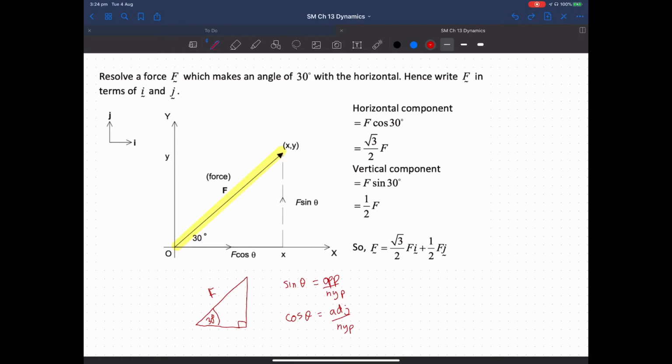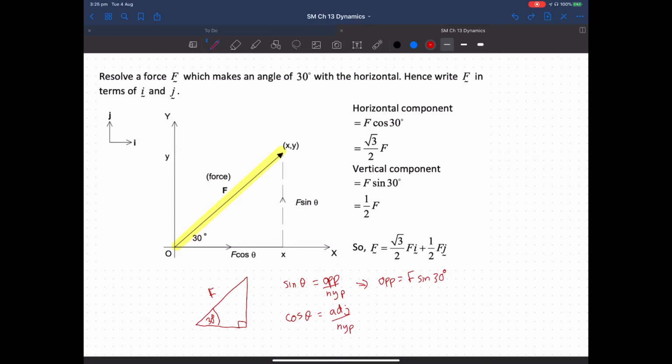We know sine theta is equal to the opposite side divided by the hypotenuse. And the hypotenuse, we know, has a magnitude, a length of F. So what we can say is from that, we know that the opposite side is equal to F times sine theta. In this example, we know theta is 30 degrees.